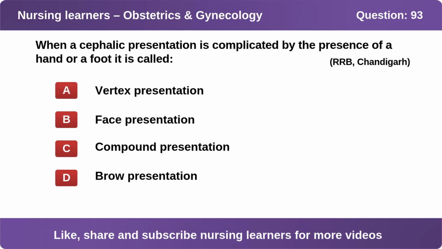Question 93. When a cephalic presentation is complicated by the presence of a hand or a foot, it is called A. Vertex presentation, B. Face presentation, C. Compound presentation, or D. Brow presentation.